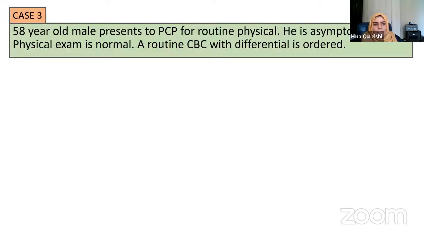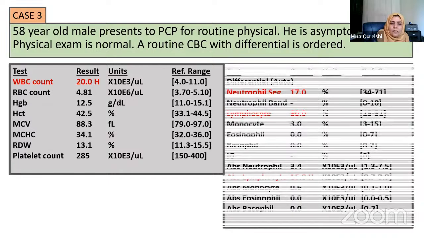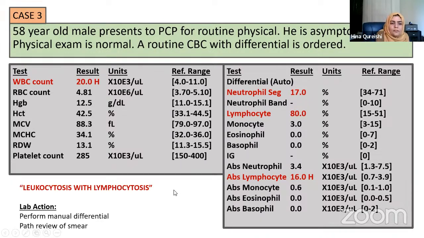Right, case number 3. This is a 58-year-old male who presents again for routine physical, asymptomatic. The total white cell count is very high, so about 20,000. And then the differential is showing absolute lymphocytosis again. So this patient has leukocytosis with lymphocytosis.